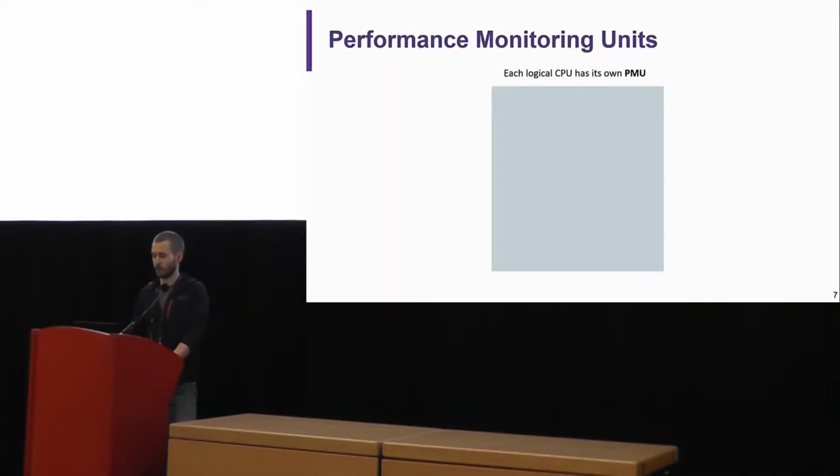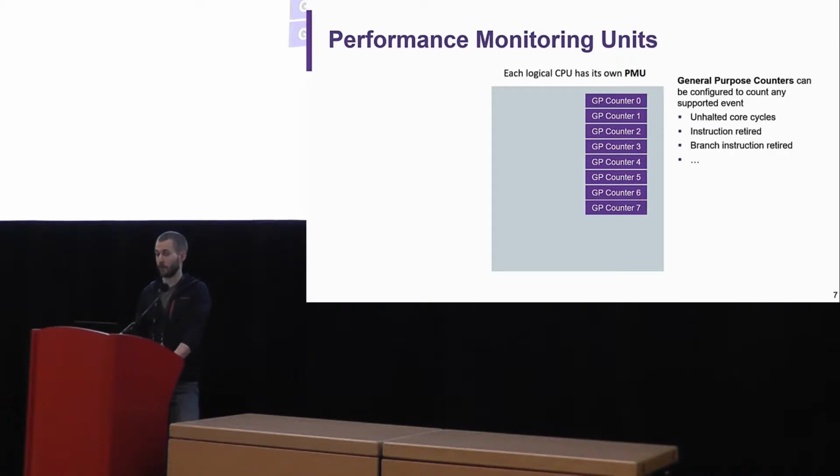A quick crash course on PMU. Each logical CPU has its own PMU block. At the heart of the PMU is a set of general purpose counters. They vary by microarchitecture, but you'll have 8+ general purpose counters that can be configured to support any supported event on the target hardware. This can be things like counting the number of core cycles that you've been running unhalted, instructions retired, branches retired, branches missed, etc.